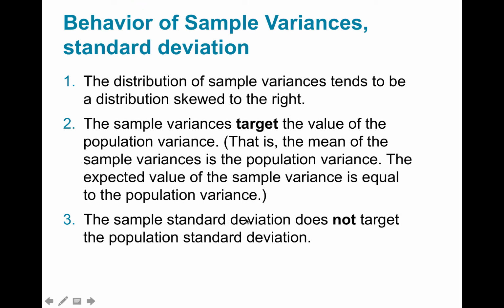The standard deviation, on the other hand, is not an unbiased estimate. It is biased. So it's kind of interesting that the sample variance is unbiased, but the standard deviation, which is just the square root, is biased. It's just a peculiarity.